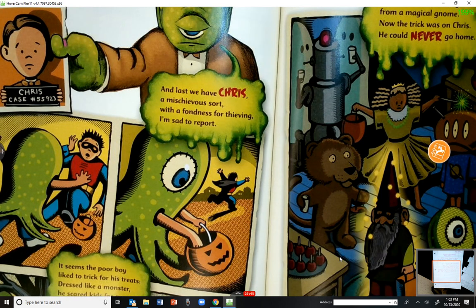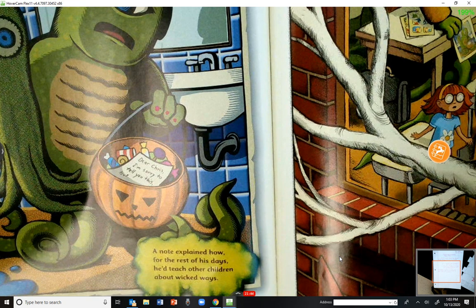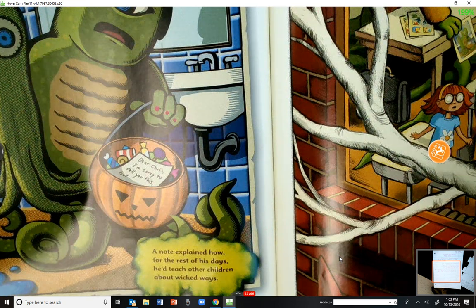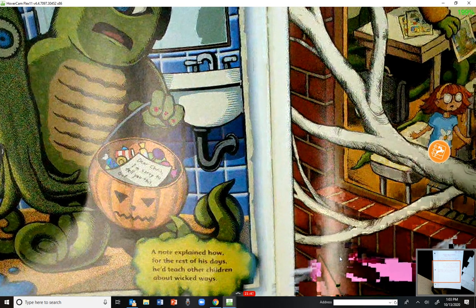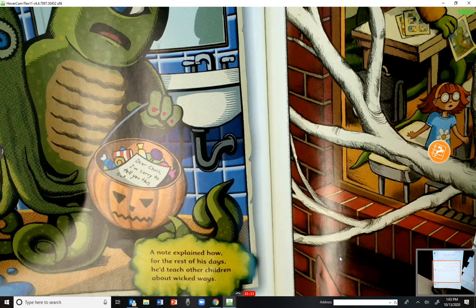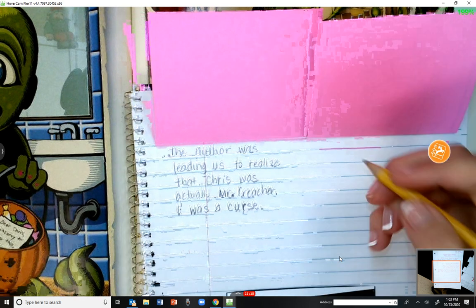Okay, so on here, what is the hint that he's giving us? A note explained how for the rest of his days he'd teach other children about wicked ways. What do you think that's kind of hinting towards? That he tried to tell other people to not steal candy and not be rude. Yes, to not be wicked, right? To not be bad. So it's leading you to believe that the students are going to be what? Nice. Good, yes.